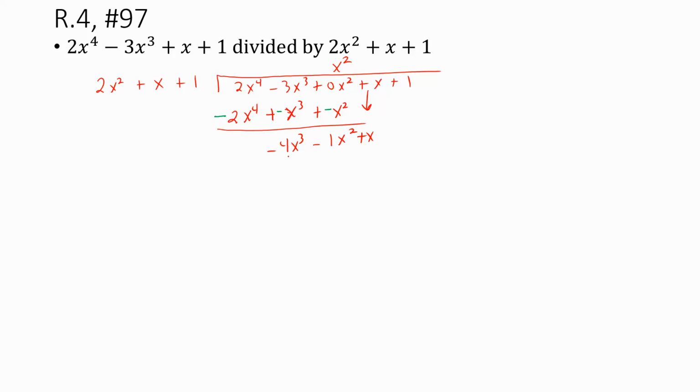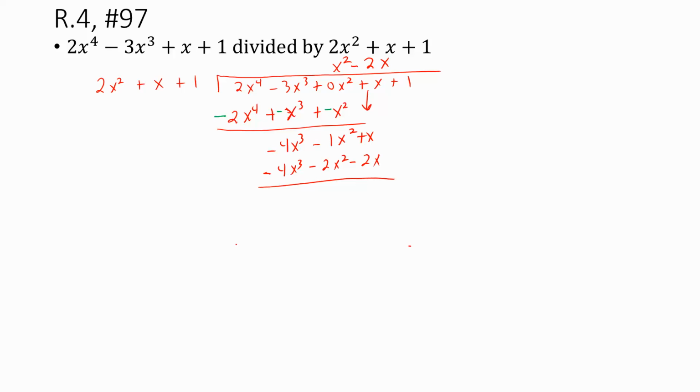First term on the inside divided by the first term on the outside. Negative 4x to the third divided by 2x squared gives us negative 2x. Take that negative 2x, distribute. Negative 2x times 2x squared, negative 4x to the third. Negative 2x times x, negative 2x squared. Negative 2x times 1, negative 2x.